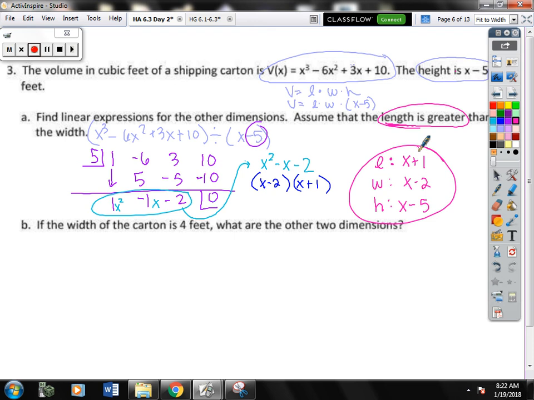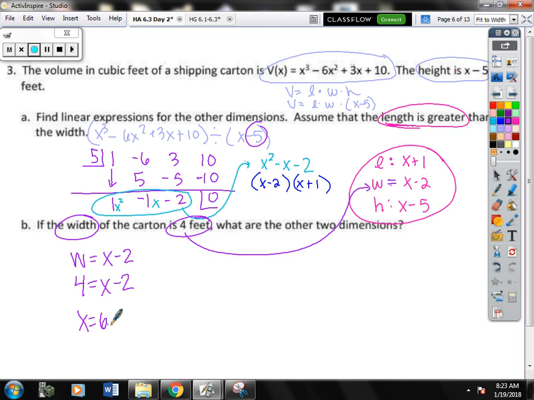All right, part B says, if the width of the carton is 4 feet, what are the other two dimensions? So width is 4. It's not telling you x is 4. It's telling you the width is 4. So you would actually take 4 and plug it in for w. Like w equals x minus 2. So we would get 4 equals x minus 2. Add 2 to both sides, we get x is 6.